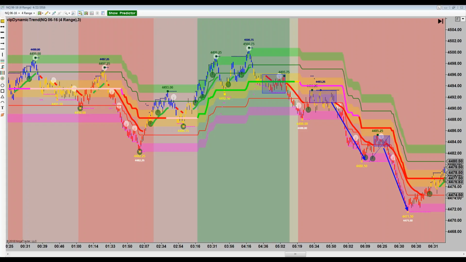How many contracts do each of you put on? Just type in a number. When you take a trade early in the morning, how many contracts are you trading right now? 1, 2, 5, 10, 20? On a typical trade in the morning, how many do you put on?